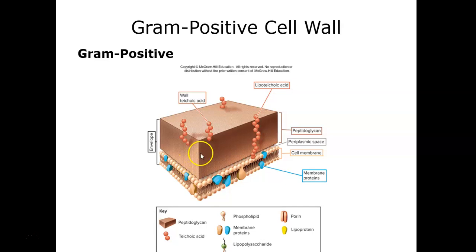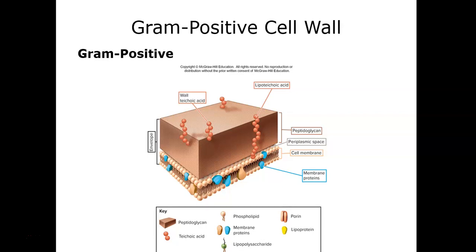You'll also notice that these two layers are not sitting on top of each other. If you look really carefully, there is actually a very narrow space in between this cell wall and this cell membrane here. We call this the periplasmic space. As things move in and out of the cell, this is where a lot of the reactions occur for those materials in this periplasmic space.